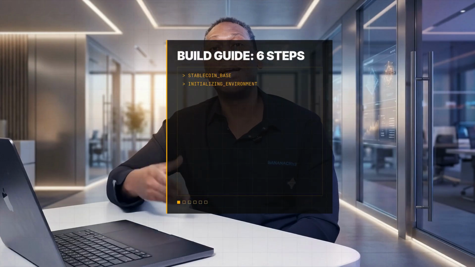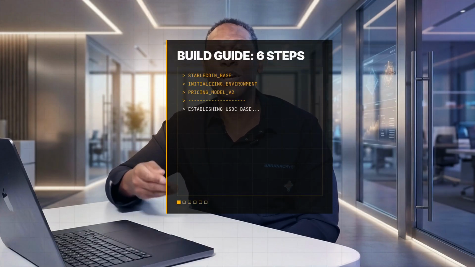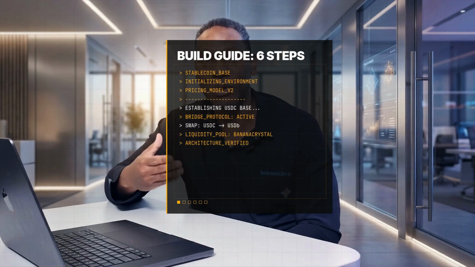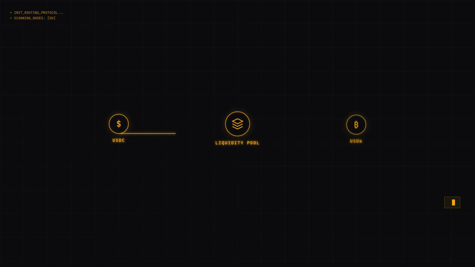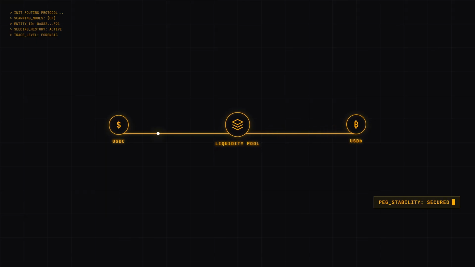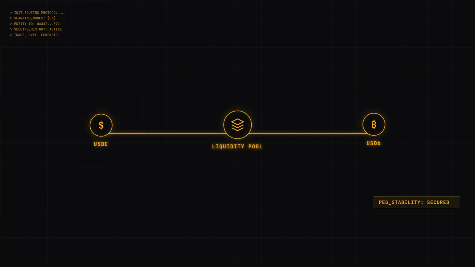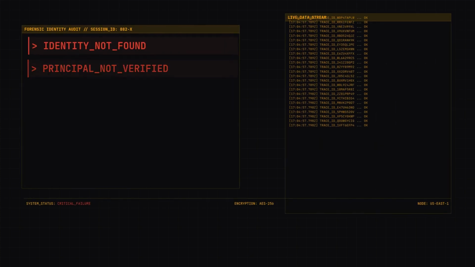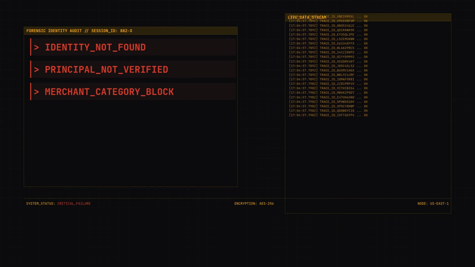Okay, let's build. Step 1, establish a USDC funded base. Step 2, bridge to a transactional stablecoin, the USDC to USDB swap in the BananaCrystal liquidity pool architecture. USDB is designed to maintain peg stability while being routable through corridors USDC doesn't natively reach. Step 3. Provision the account entity. Step 4. Seed transaction history deliberately. Run a small number of low-risk, low-value transactions before your agent starts doing real work. Step 5. Map your agent's payment corridors. Step 6. Implement error handling for identity failures specifically. Identity not found, principal not verified, merchant category block, velocity flag.